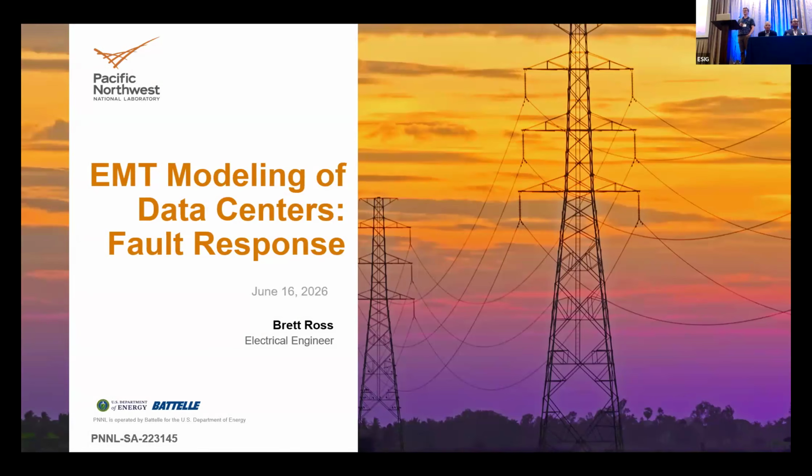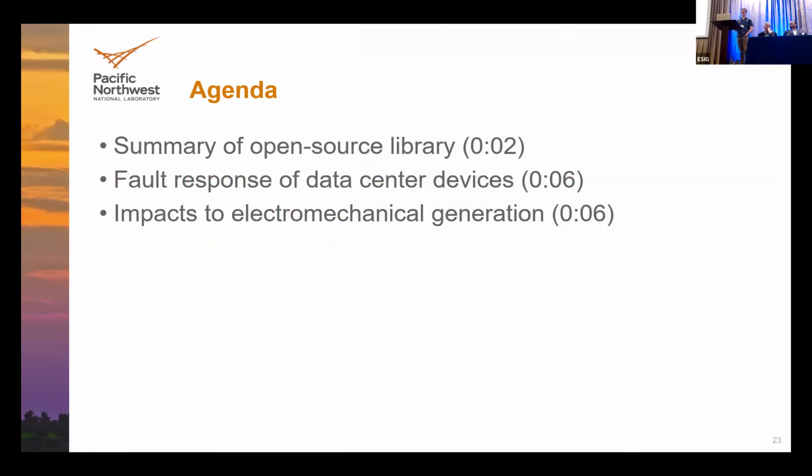For my part, I'm going to talk about EMT modeling of data centers, more from a large signal perspective, in terms of fault response and things like that. Thank you, Shahil, for giving a very nice background introduction on how data centers are laid out, because I'm pretty much going to jump right into the details of what's going on in the different components.